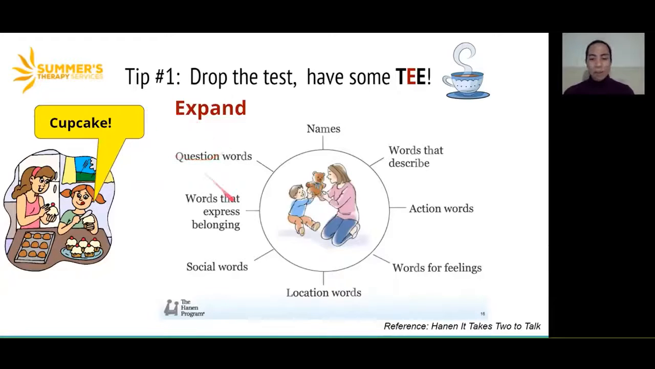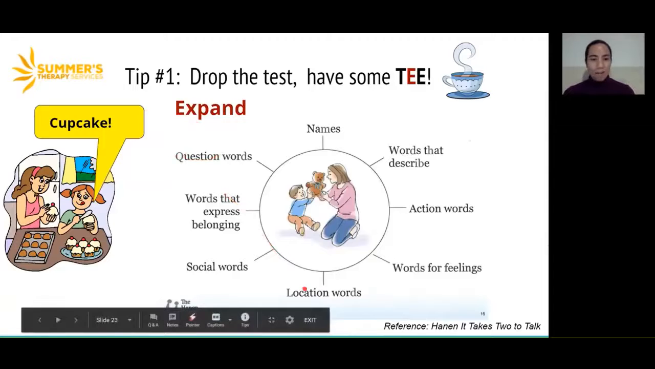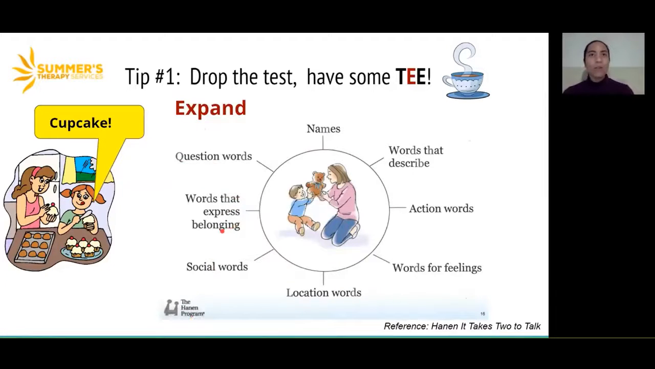So where is the cupcake? Oh, it's on the table. Oh, whose cupcake is this? It's mine. All right. So you can expand and still not have a test. All right. So you can refer to this.